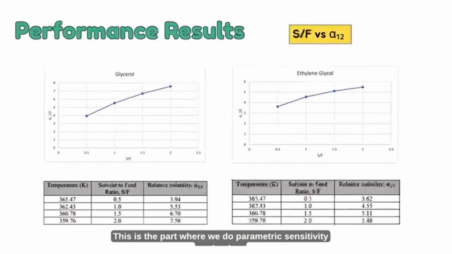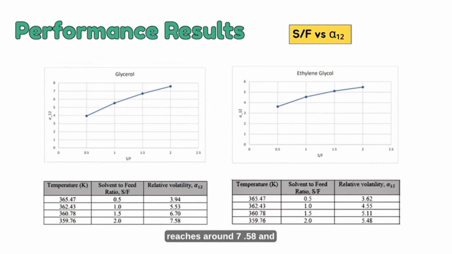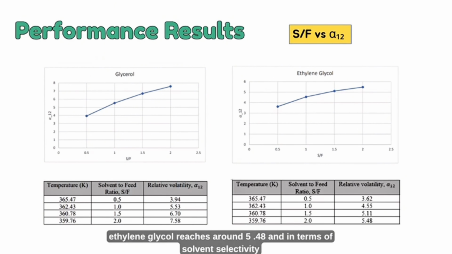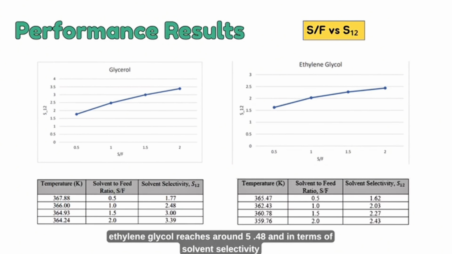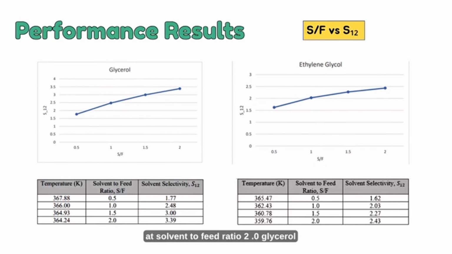This is the part where we do parametric sensitivity evaluation. As you can see, at solvent to feed ratio 2.0, glycerol reaches around 7.58 and ethylene glycol reaches around 5.48. And in terms of solvent selectivity, at solvent to feed ratio 2.0, glycerol reaches around 3.39 and ethylene glycol reaches around 2.43. So what we can get from this graph is that glycerol outperforms ethylene glycol across all tested points.